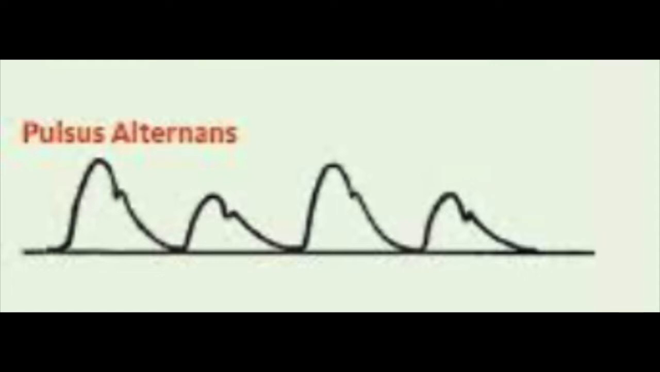Then, what are the characters of the vessels? There are certain pulses which you have to remember. One is pulsus alternans. That is a good volume pulse followed by a low volume pulse. This occurs with left ventricular failure.